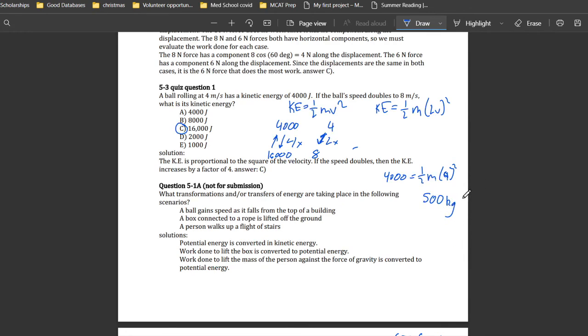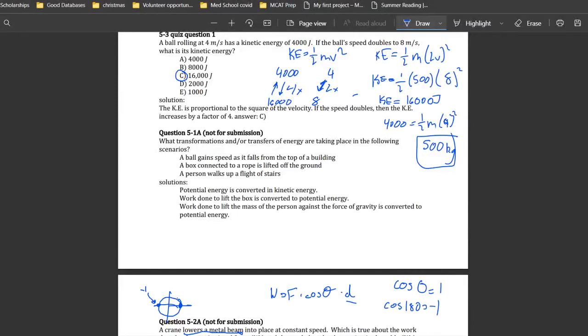Yikes. We can plug 500 back into the 1/2 mv squared for this next one. So kinetic energy is equal to 1/2 times 500 times 8 squared. 8 squared is 64. We get that kinetic energy is equal to 16,000 joules. And as you can see, we verified this in 2 separate ways and showed that 16,000 is the answer, and that is why C is the answer.